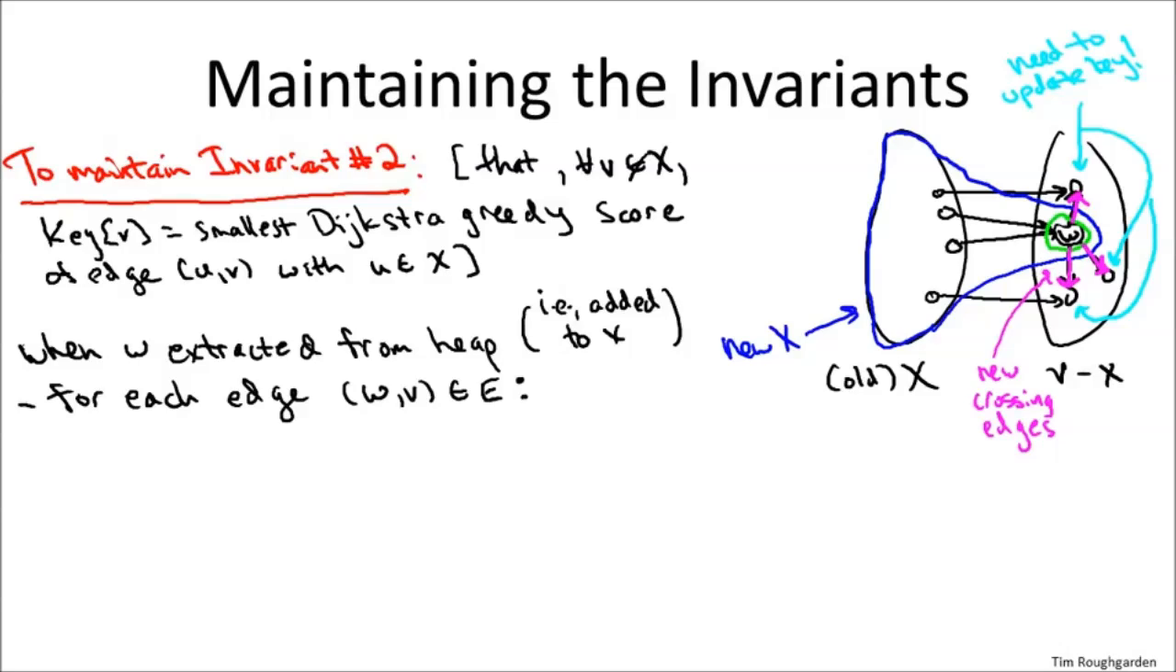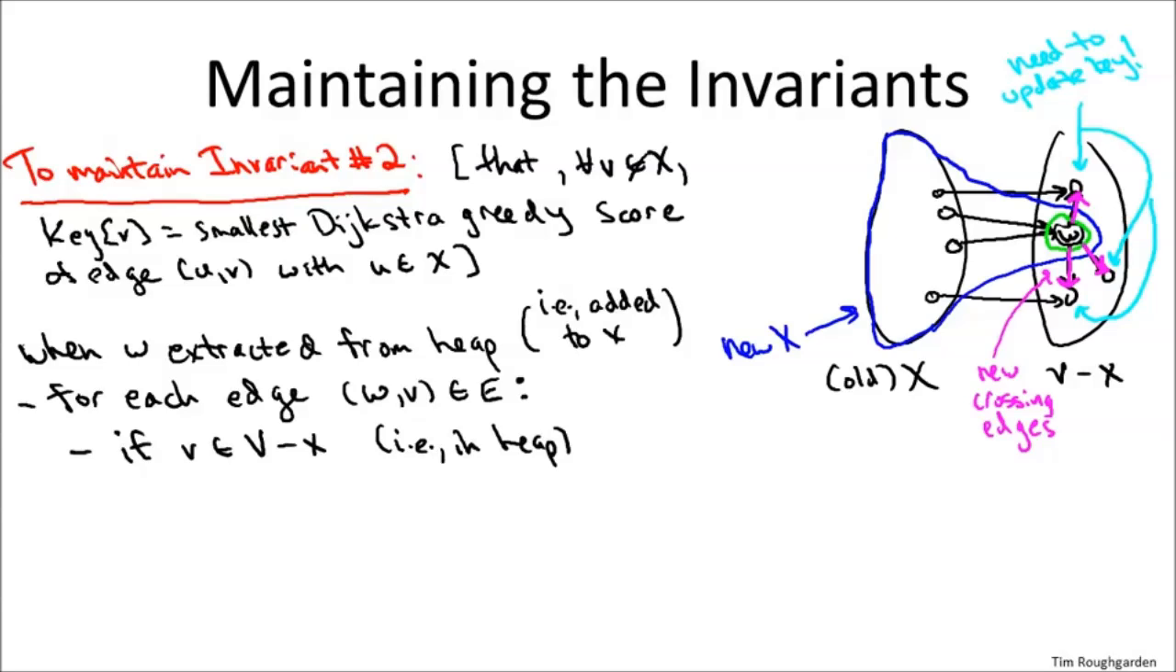So in the picture, for example, this would be true for all three of the vertices that are on the other end of arcs pointing out of W. And for each of these vertices V, we update its key. The way we're going to update its key is we're just going to rip this vertex out of the heap, recompute its key in constant time, and then reinsert it into the heap. And since all heap operations take logarithmic time, this key update will be logarithmic time.